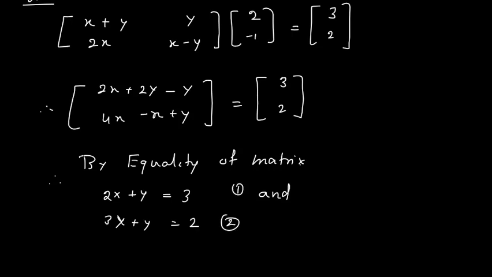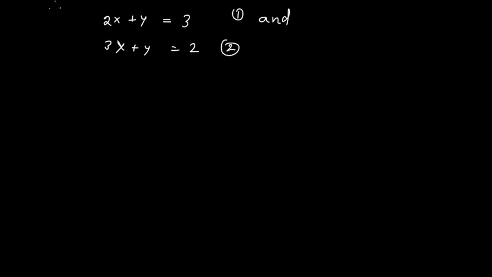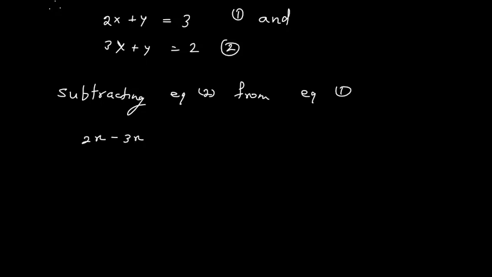So subtracting equation 2 from equation 1, we will solve. You subtract equation 2 from 1, what do you get? 2x minus 3x is equal to 3 minus 2 is 1. So therefore we get minus x is equal to 1, x is equal to minus 1.